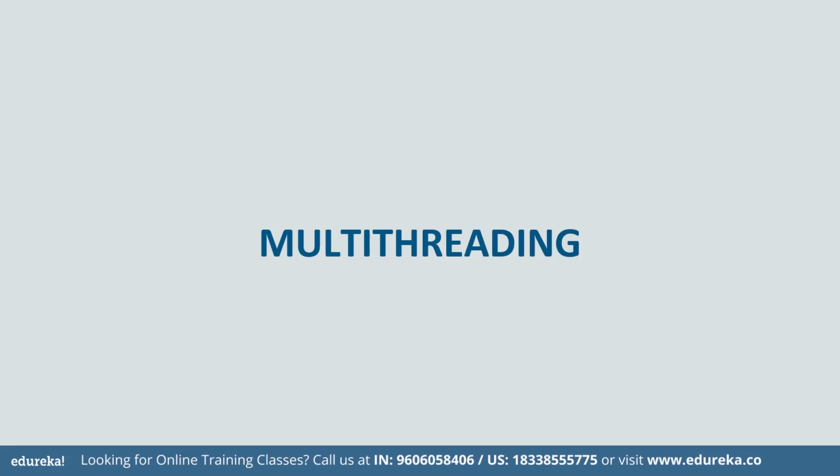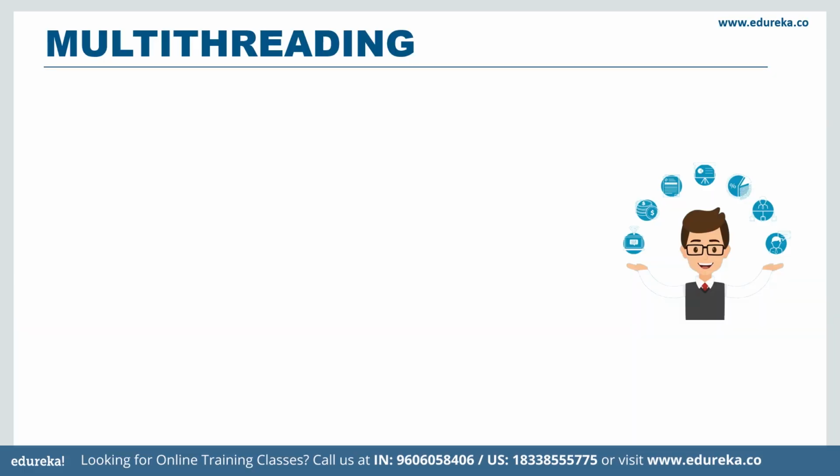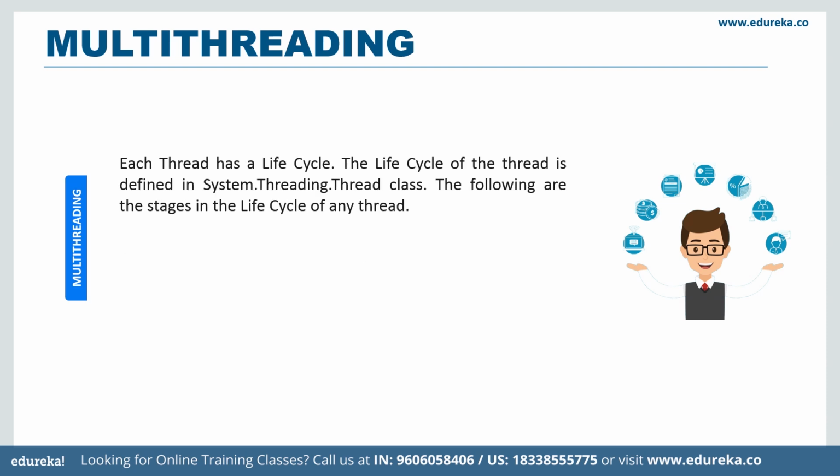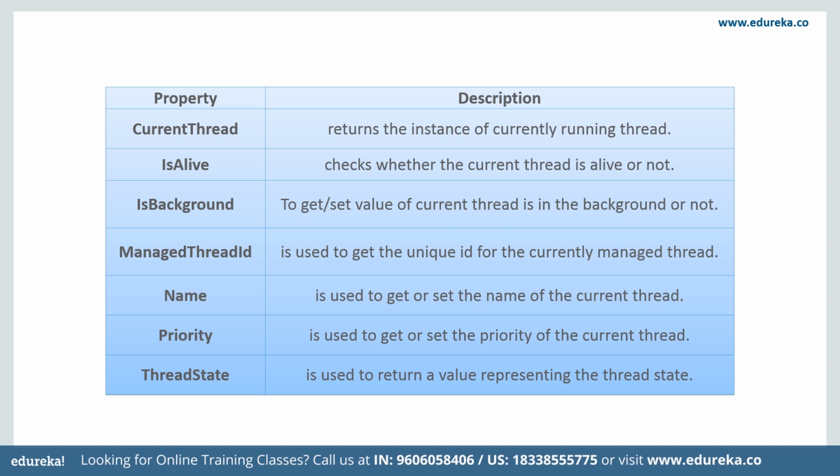Now moving ahead, we shall understand multi-threading. So what exactly is multi-threading? Multi-threading is a process where multiple threads are created and assigned for different tasks. This saves time by executing multiple jobs at a single time. The multi-threading class is available in the system.threading namespace. Each thread has a life cycle. The life cycle of a thread is defined in the system.threading.thread class. The following are the stages in the life cycle of any thread. They are unstarted, runnable, which is ready to run, then we have running, and then we have not runnable, and finally dead.